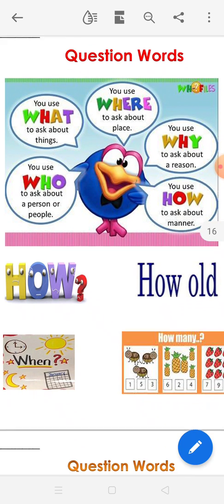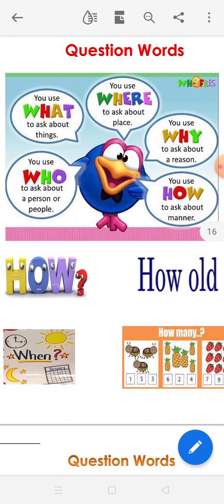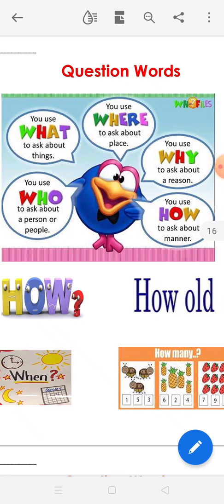We use what to ask about animals or birds and things. For example, what is in the tree? It's a monkey. What color is your jacket? It's brown.